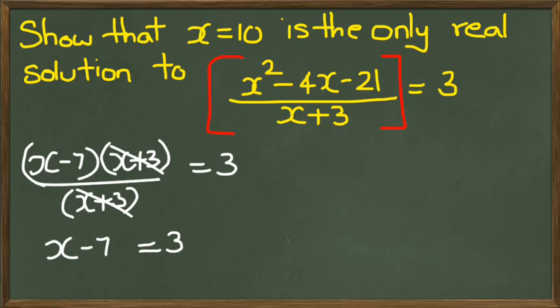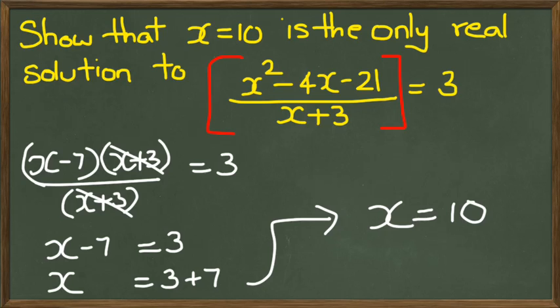Now, what do we do to the negative 7? Take it to the other side. x equals 10. That's it. Done.